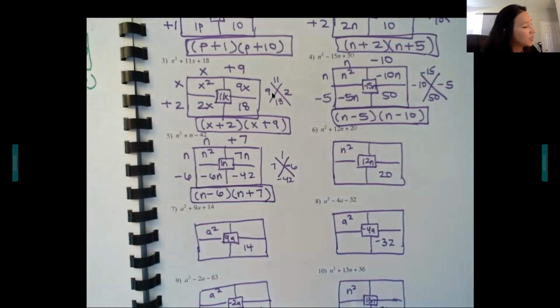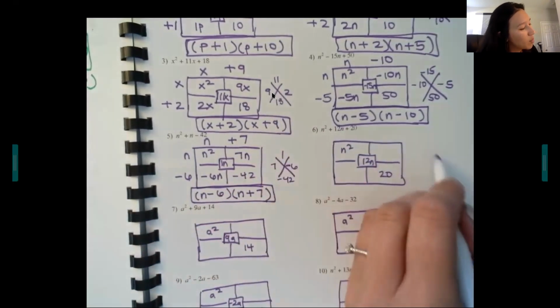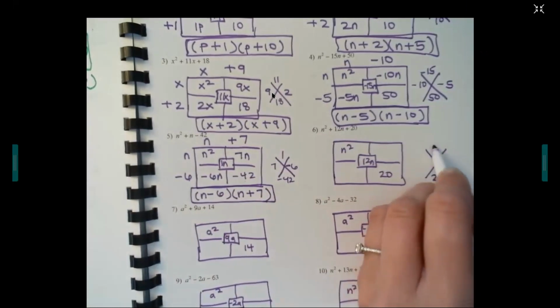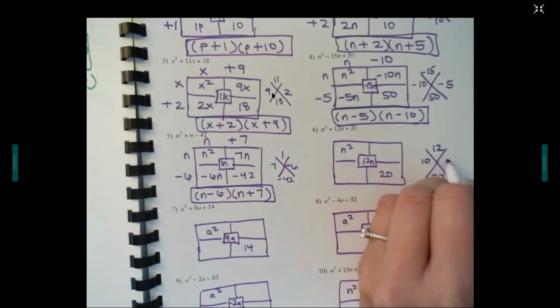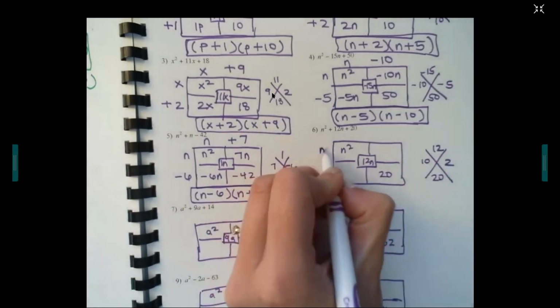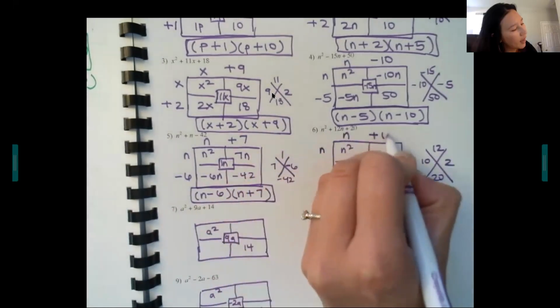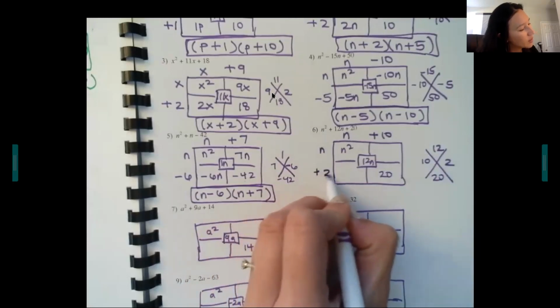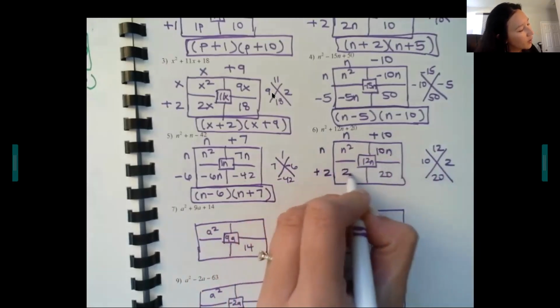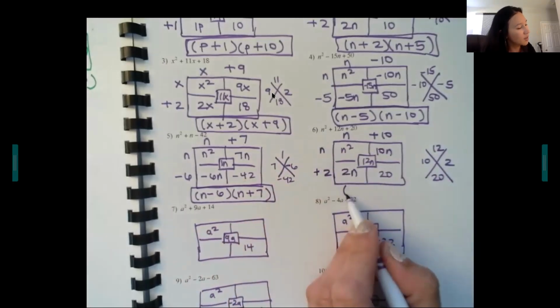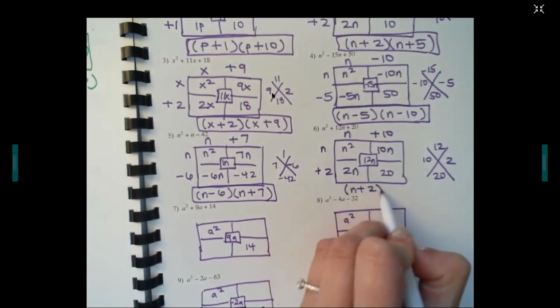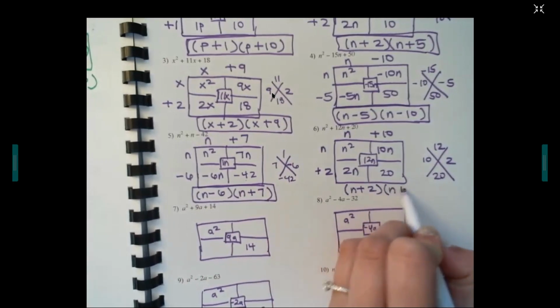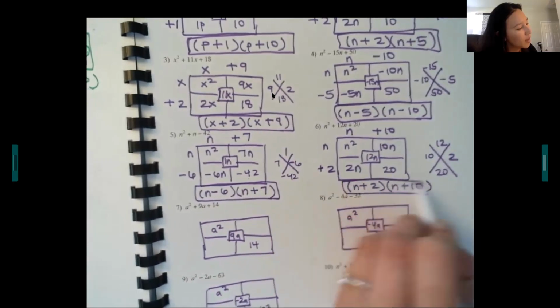Okay, Bella, number 6. What did you get that multiplied to 20 and added to 12? I got 10 and 2. Excellent. So then n plus 10 and n plus 2. What's the completed factored form? N plus 2 times n plus 10. Excellent. Thank you, Bella.